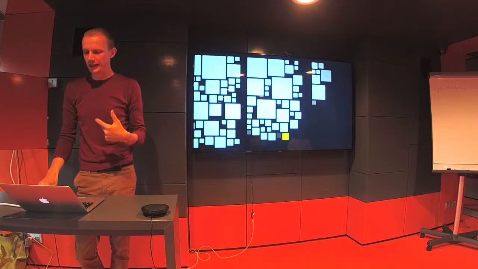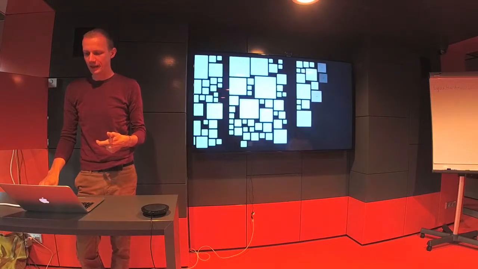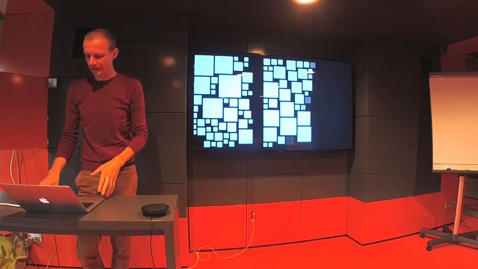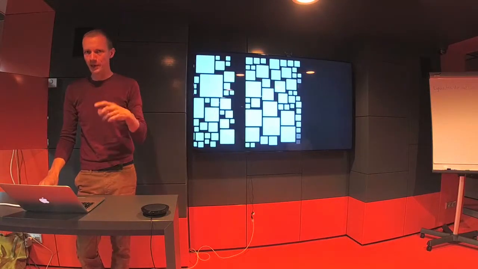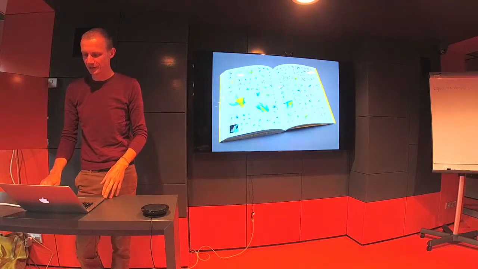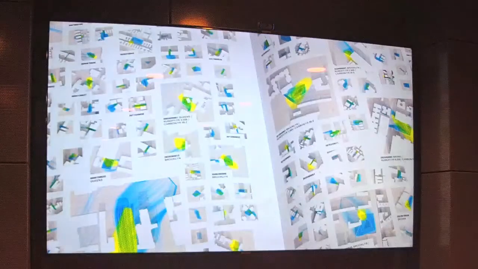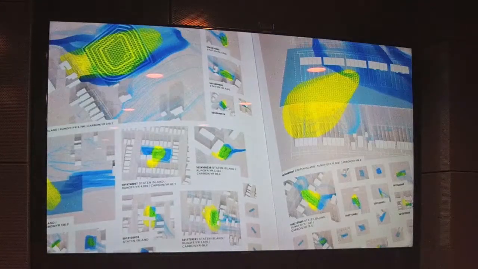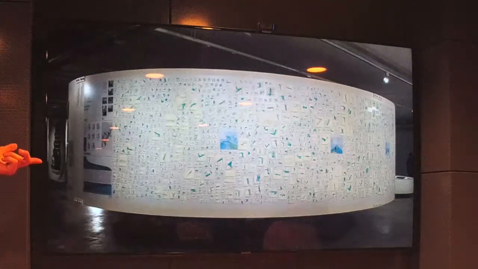So here a design is generated almost automatically from certain data parts that we analyzed. This is what the pages look like. Sorry, it's an ongoing project. We also created this exhibition at the Lisbon Triennale last summer.